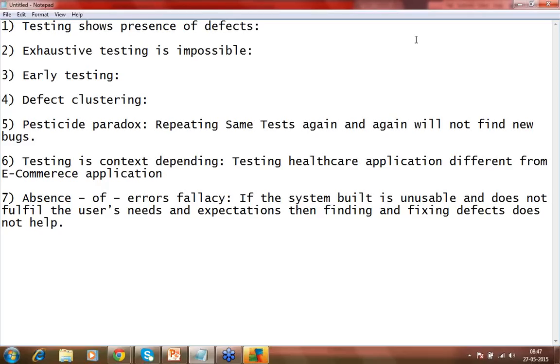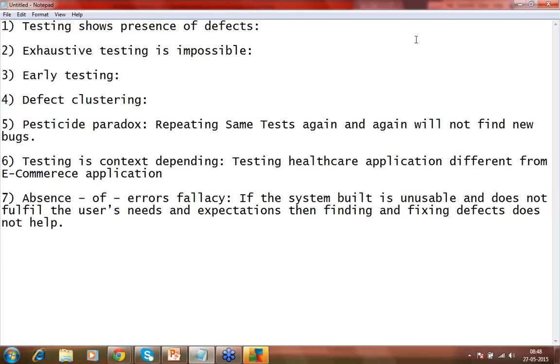And testing is always context dependent, in the sense that the way you test a healthcare application is different from a normal gaming application or an e-commerce application. The risk involved in healthcare applications is much higher than in an e-commerce application, because in e-commerce, if something goes wrong, the maximum loss could be financial, but if something goes wrong in a healthcare application, it could cost the life of a person. So that's the level of difference that we have.